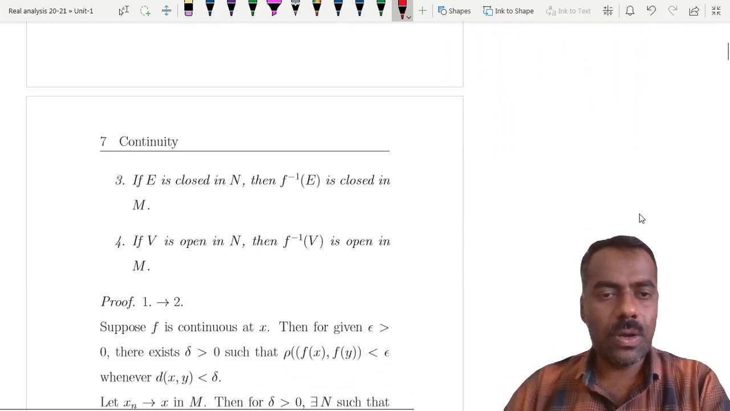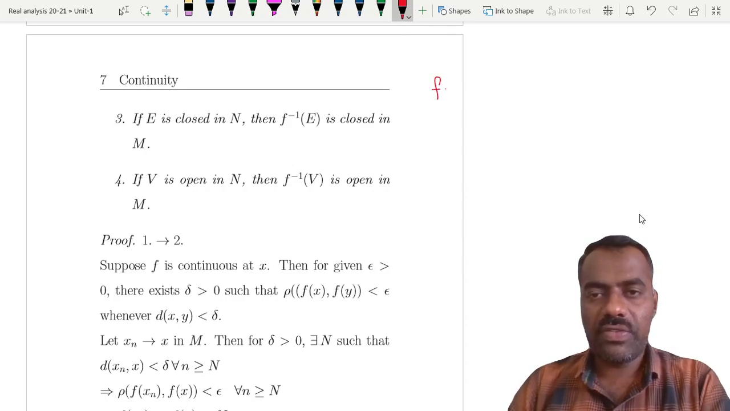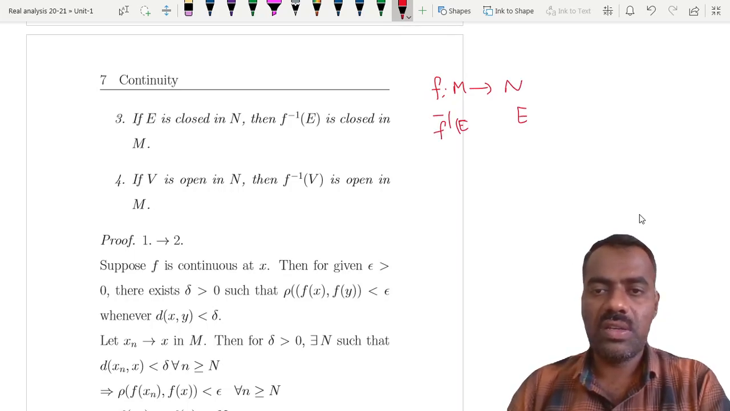And in terms of closed sets, if f is from M to N, then whenever you have a closed set E in N, f inverse of E should be closed.